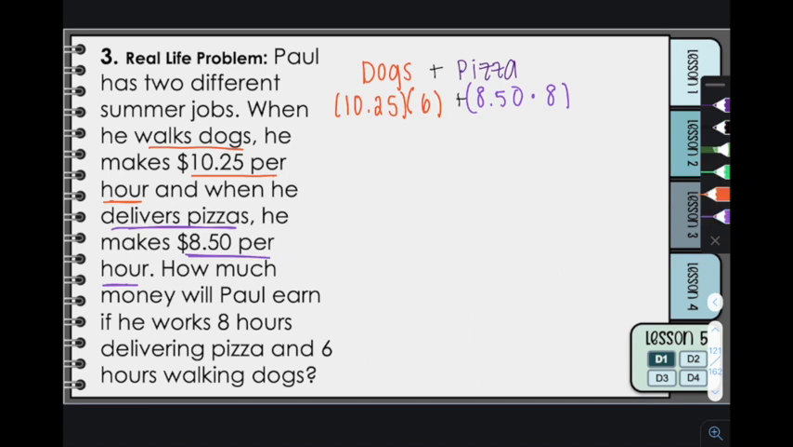So $10.25 times 6, you're going to get $61.50. You want to do multiplication first. So we have $8.50 times 8. That's $68. And when you combine them, you are going to get $129.50. So that's what you're going to write, $129.50 as your answer.